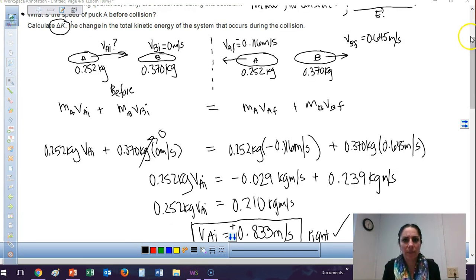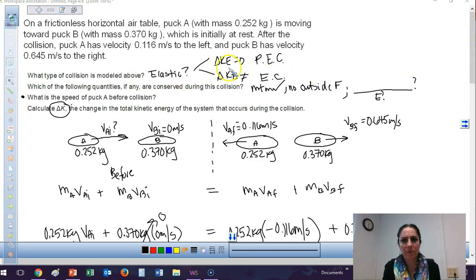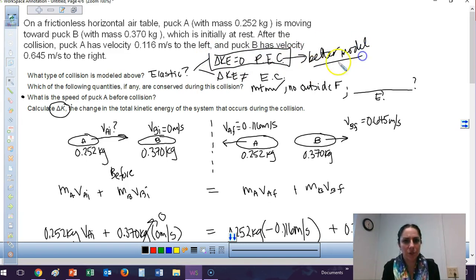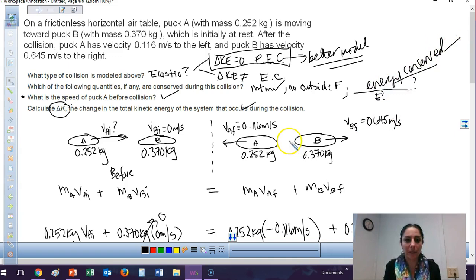So, we're done. Let's take a look here. We're going to go with, this is the better model. So I'm going to go with perfectly elastic. We got that. We got the change in energy, which was small. And I'm going to say generally that energy is conserved. Like that. Okay, so that concludes this type of question, which is one of the elastic energy questions.